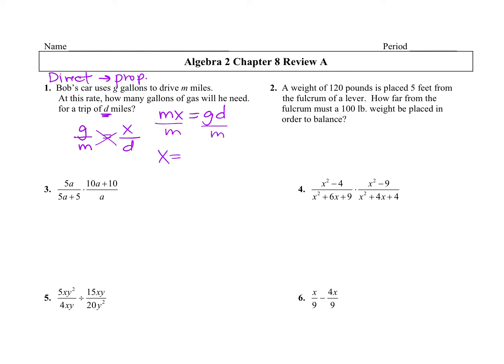So x is equal to gd divided by m. Okay, dg divided by m, same thing. Doesn't matter the order of those top two. Number 2, a weight of 120 pounds is placed 5 feet from the fulcrum of a lever. How far from the fulcrum must a 100-pound weight be placed in order to balance?